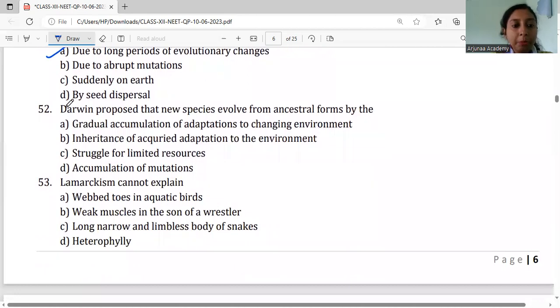52. Darwin proposed that new species evolve from ancestral forms by... how is a new species appearing from the ancestral species? Gradual accumulation of adaptations. Yes, gradual evolution is happening. We know evolution is gradual and occurs by minor heritable variations according to Darwin, right? Option B says inheritance of acquired adaptation. This was said by Lamarck and not by Darwin. Struggle for limited resources: when there is struggle, there is no evolution, only the population will be controlled. Accumulation of mutations was said by Hugo de Vries and not Darwin. So the answer is option A.